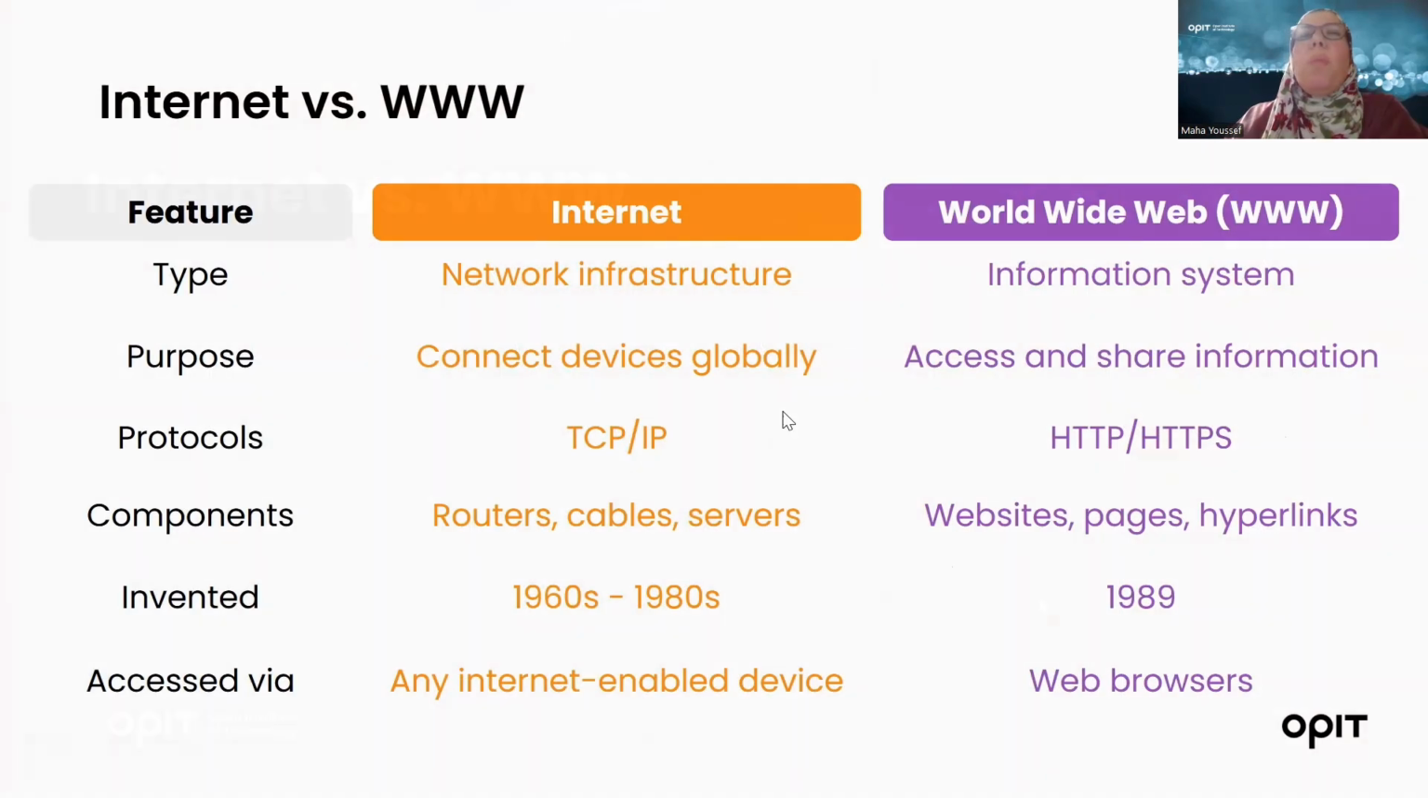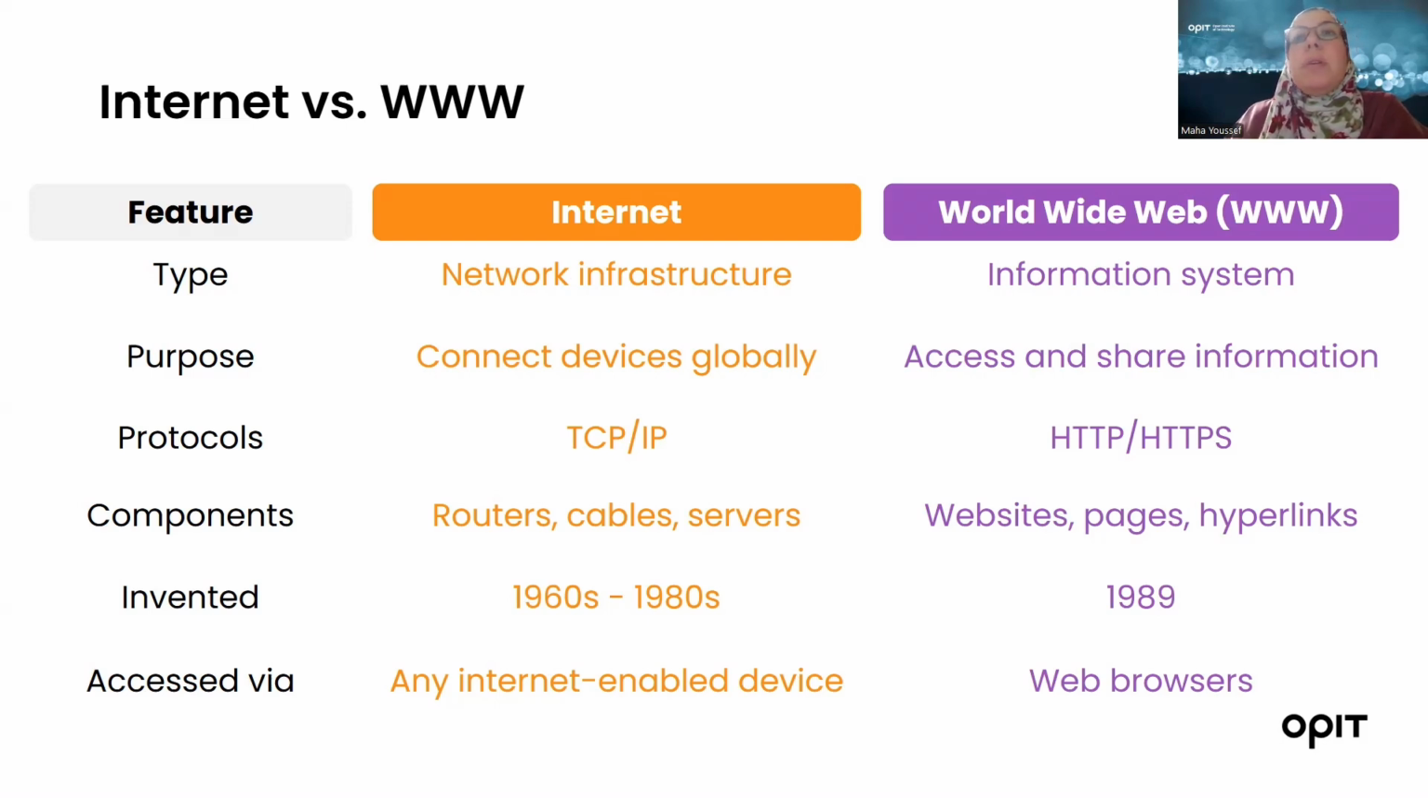Why would I like to compare them? Because many people get confused. When I say internet, people will say, oh, okay, WWW. No, it's not. The internet is the infrastructure, while the WWW is the information system. The internet connects devices, but the WWW accesses and shares information. The protocols used for the internet are TCP and IP, while the protocols used for the WWW are HTTP and HTTPS. The components of the internet are infrastructure like cables, routers, and servers, while for the World Wide Web they are hyperlinks, websites, and pages.